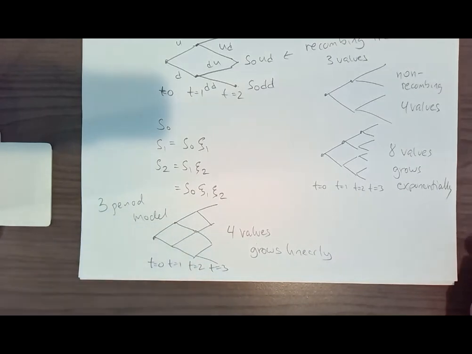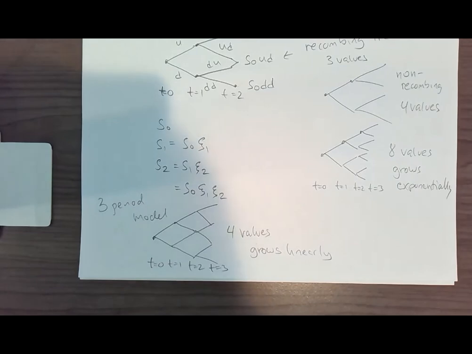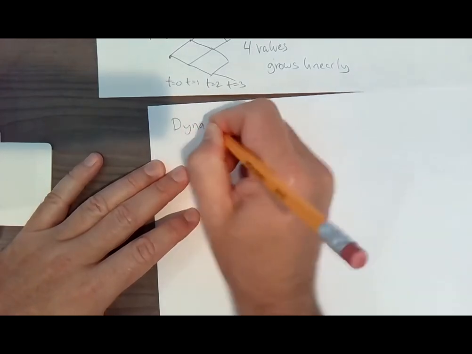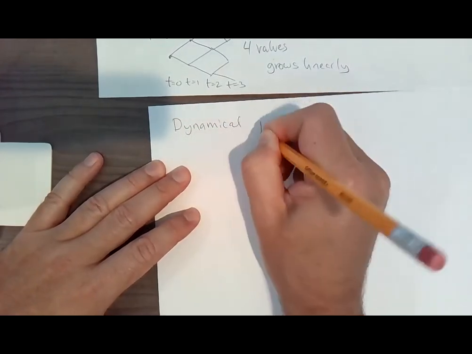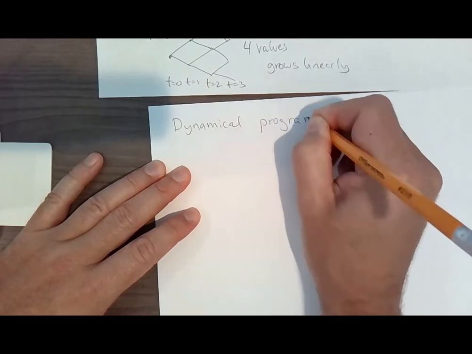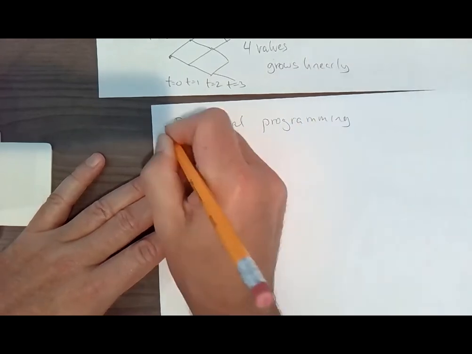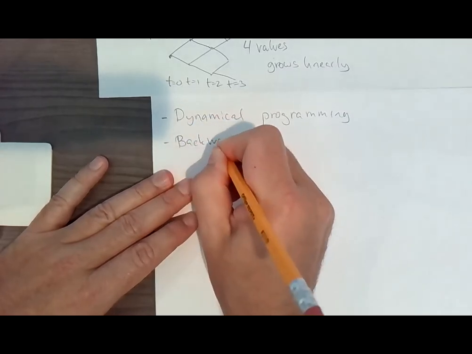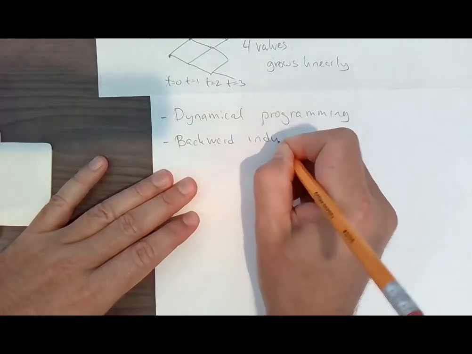Some of you might have heard about dynamical programming in a computer science class. Some words that you will hear me use will be something like dynamical programming. You'll also hear something called backward induction.